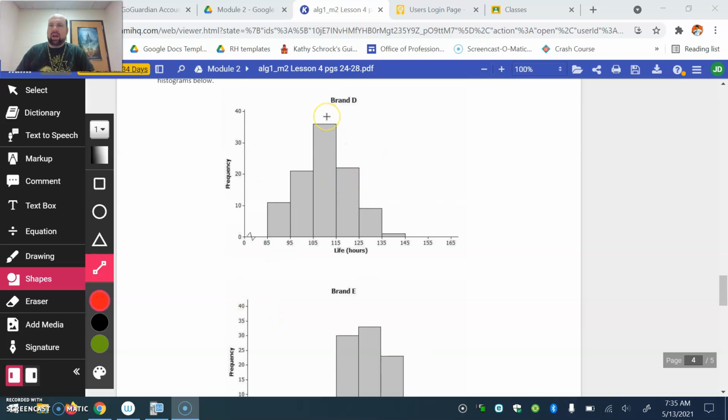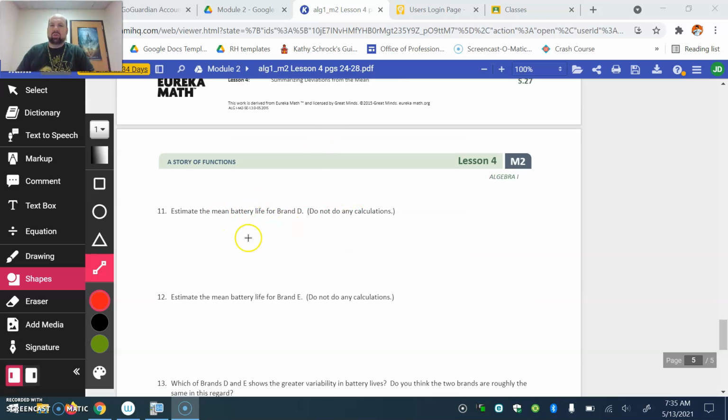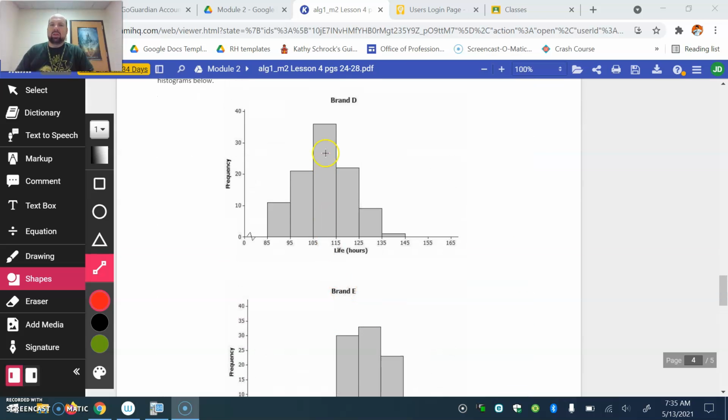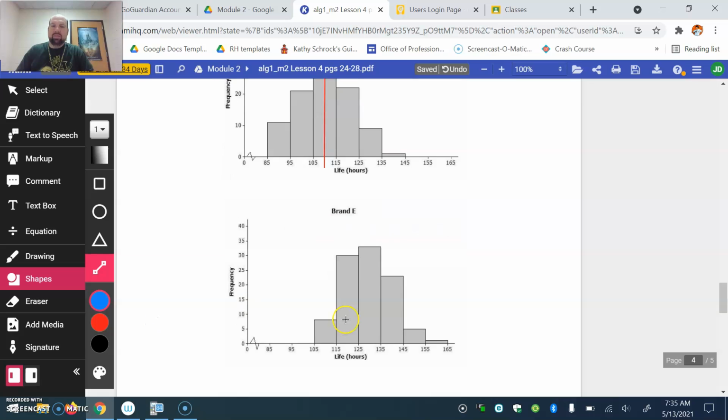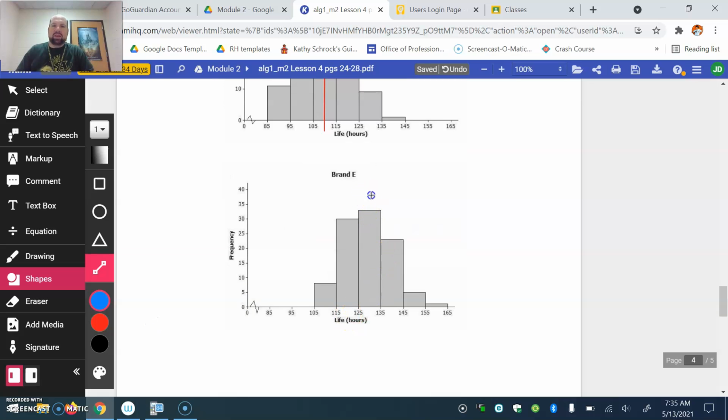So what I'm going to do is, since I don't know what my mean is, and I'm going to need it, because if I go over to page 28, the first two questions are estimate the mean for D and for E. So I'm going to do that. I'm basically going to say, well, these are pretty much symmetrical. So because it's symmetrical, my mean for brand D is probably in between 105 and 115. So that's probably like 110. And for brand E, same thing. It's probably right down the middle here, which means between 125 and 135, which is about 130.